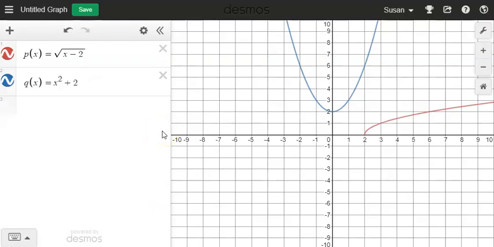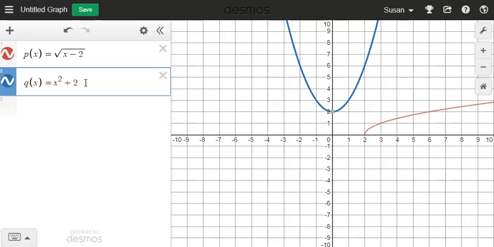Okay, so now I've typed the functions p of x and q of x into the Desmos graphing calculator, and you'll notice that the domain of p of x was automatically restricted to be values of 2 and greater, and that's because if you go below 2, the number under that square root will become negative. So you don't technically need to restrict that domain, but now you can really see why it's necessary to restrict the domain of q of x.